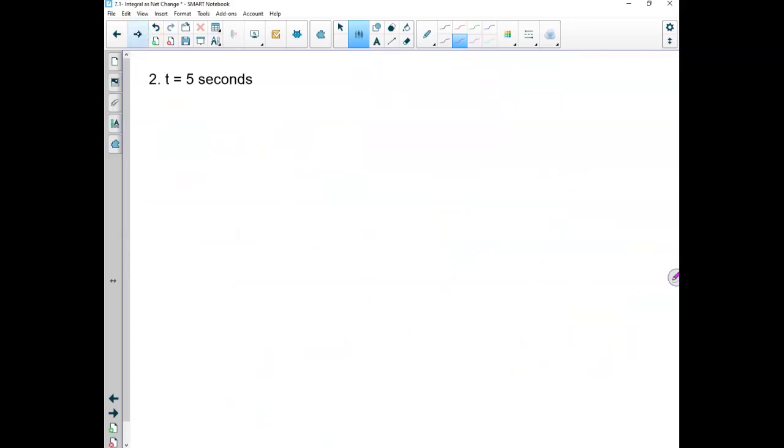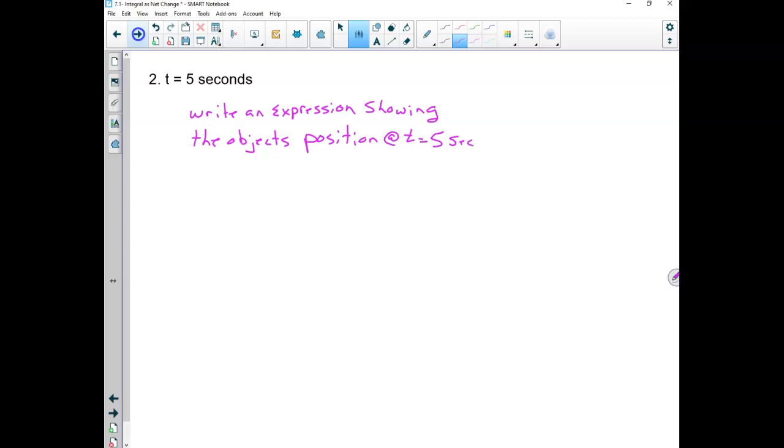Write an expression showing the object's position at t equals 5 seconds, okay? What would you do to write an expression to show the object's position, okay? Remember, we know what v of t is. We know where it started. It still started s of 0, never changed. It was still 4.